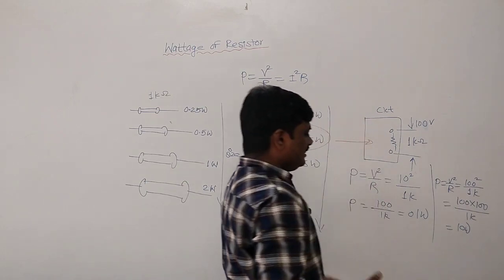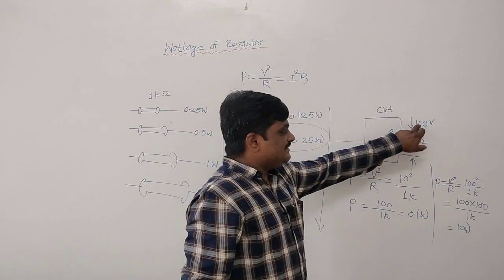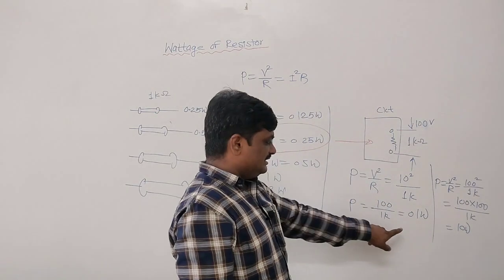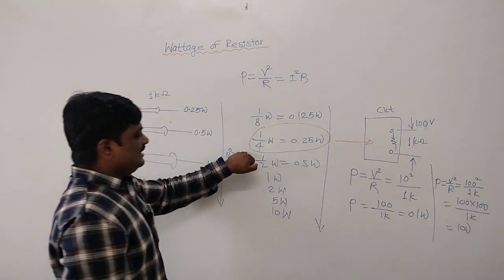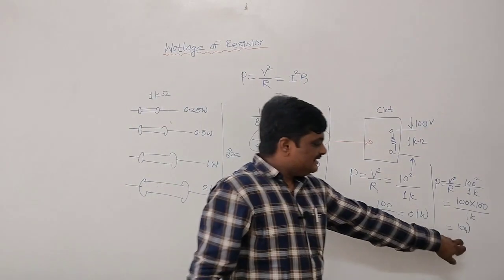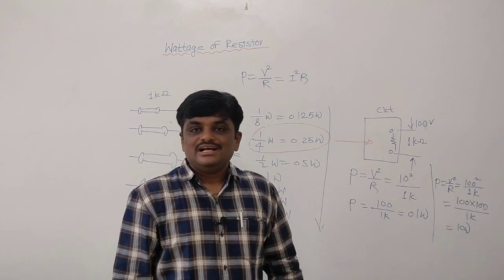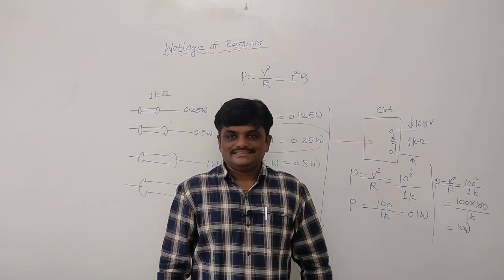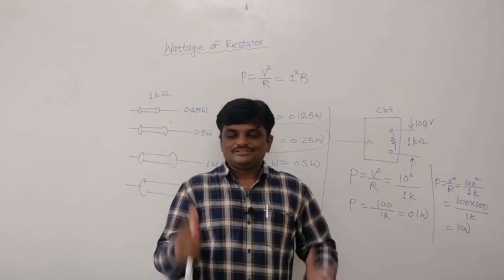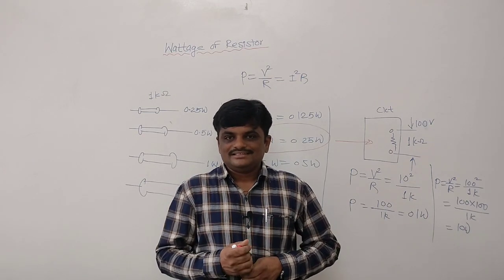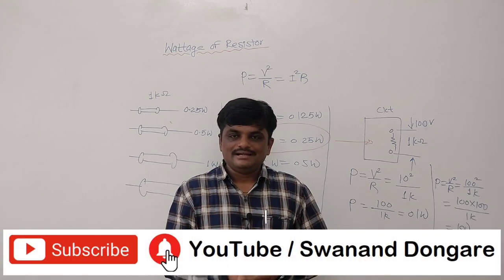Now if the voltage is increased, I can't use the previous resistor of quarter watt. Here the calculated power dissipation is 10 watt, so I have to select a resistor whose power handling capacity is greater than 10 watt. So this is the significance of a resistor and its wattage and power handling capacity.